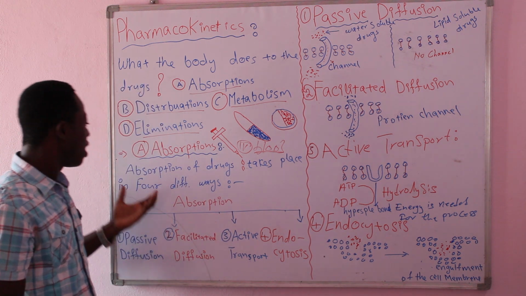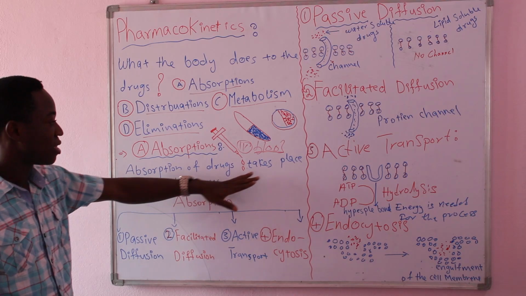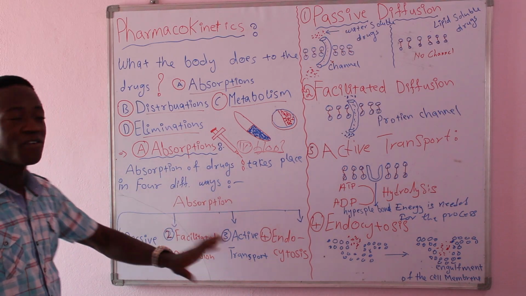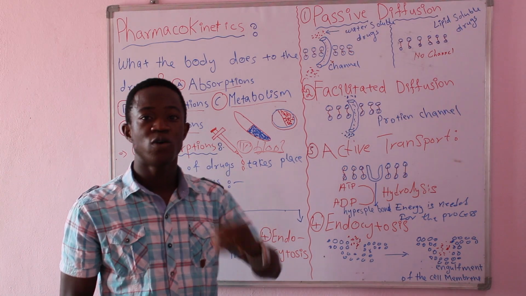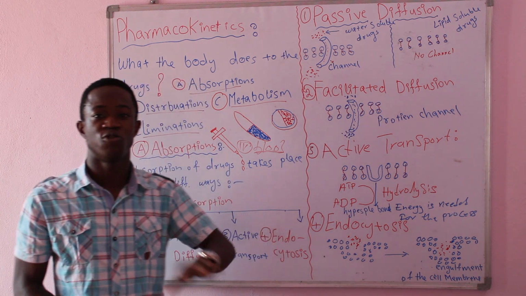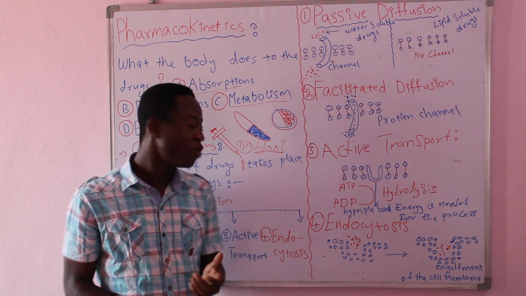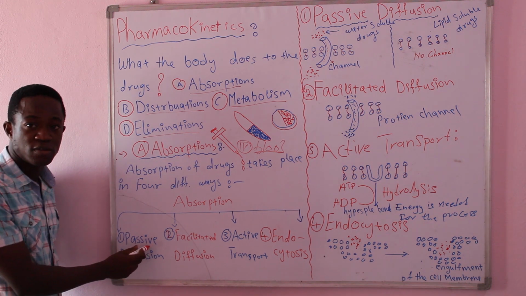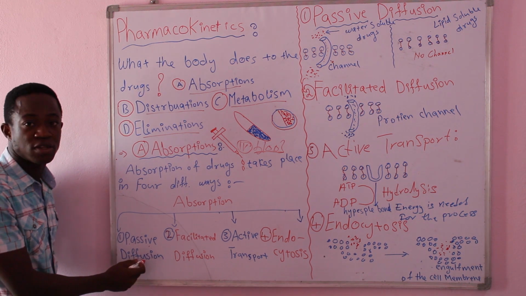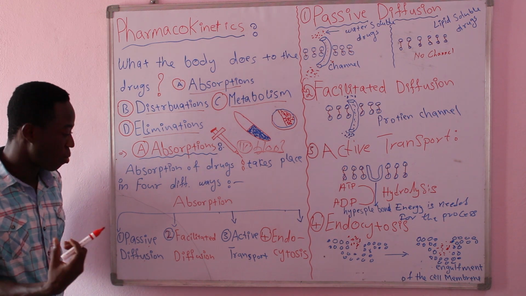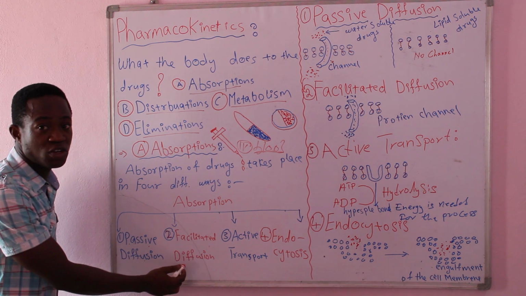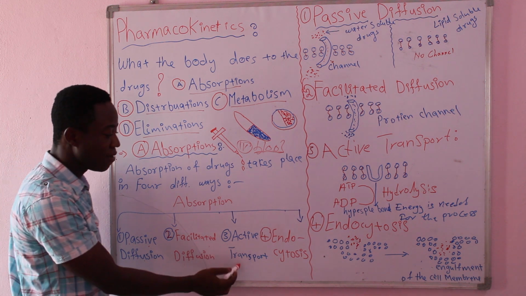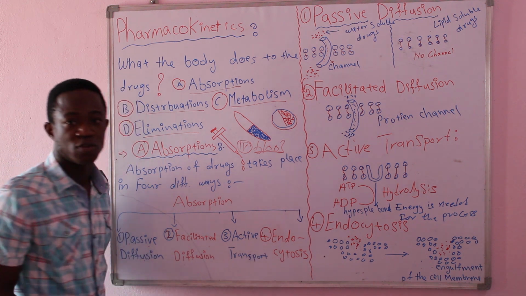Now, absorption of drugs takes place in 4 different ways. The 4 different ways are passive diffusion, that is one way in which drugs can be absorbed, facilitated diffusion, active transport, and endocytosis.